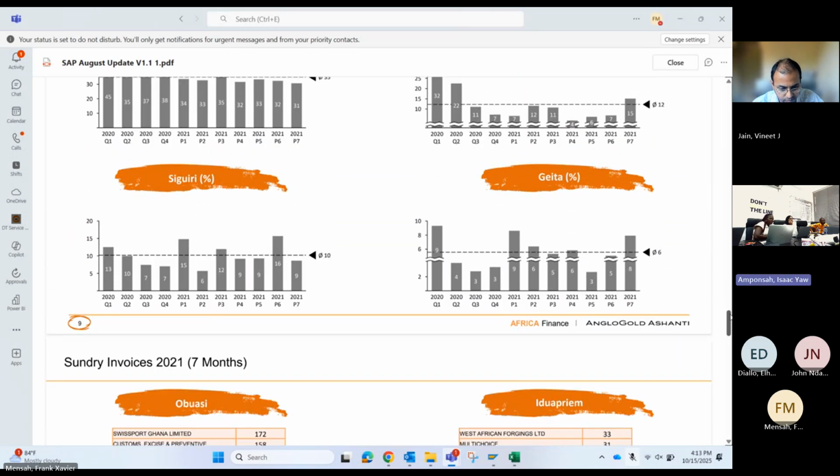So this has the percentage of total non-PO: your total population of invoices, what percentage of that is non-PO? And then we also have the vendors, because if you had a PO vendor invoice, then why are you processing that through Sundry? Because that should be processed through a PO process.